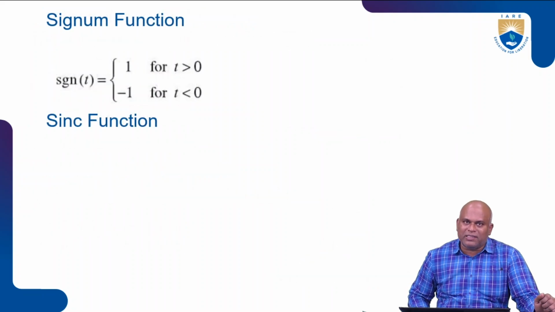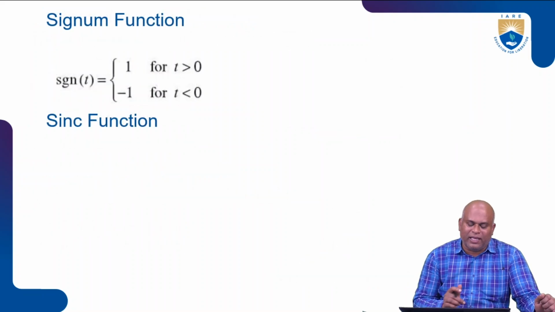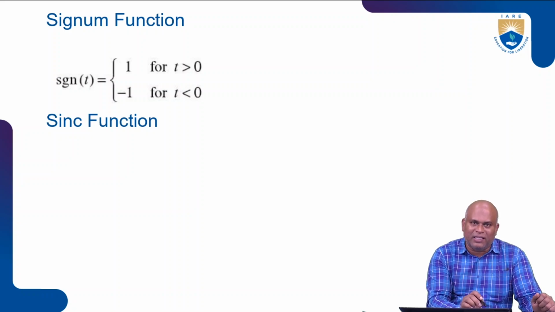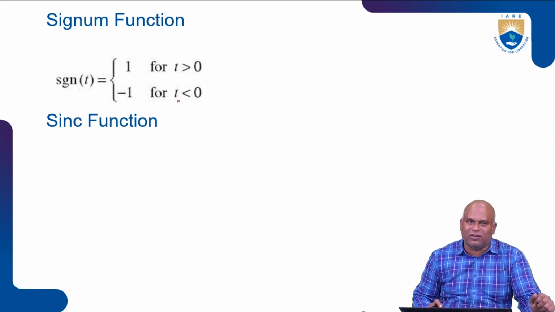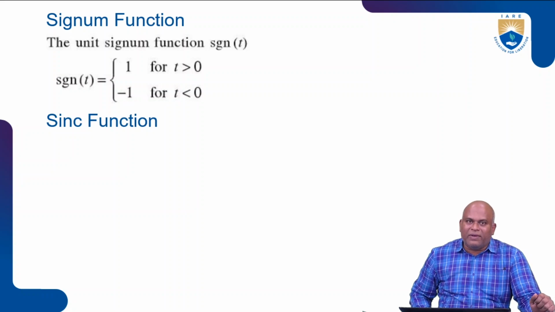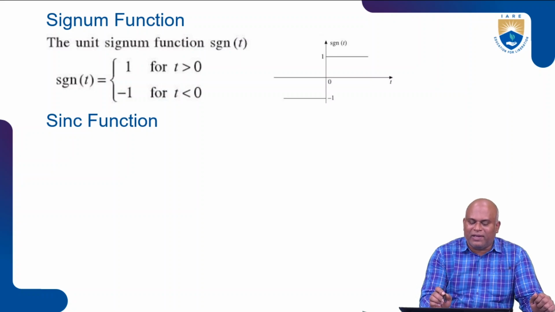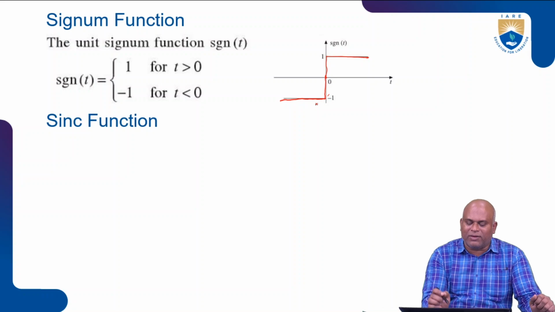Next, we go for the signum function. The signum function we represent as sgn(t) equal to 1 for t greater than 0, and minus 1 for t less than 0. In the graphical representation, when t is greater than 0, all the values are positive, and when t is less than 0, all the values are negative. So both alternate together, positive as well as negative.